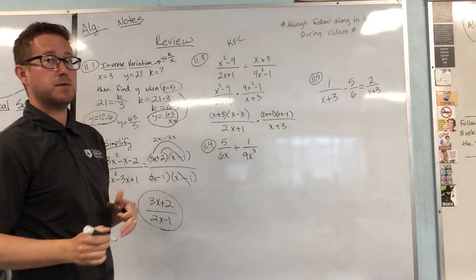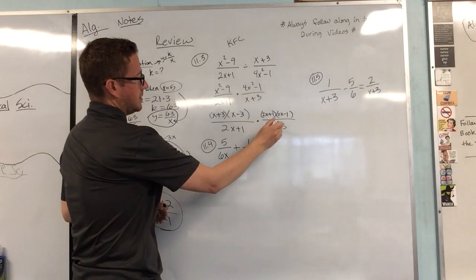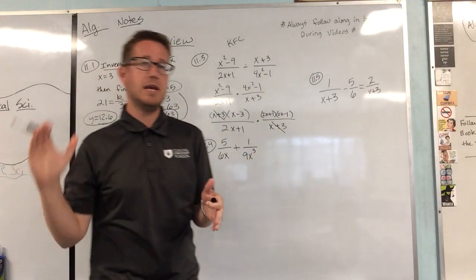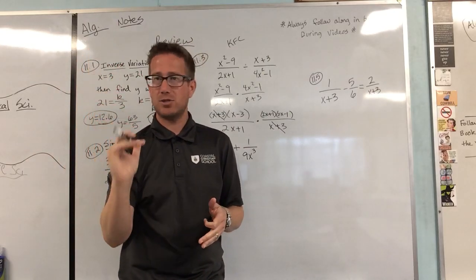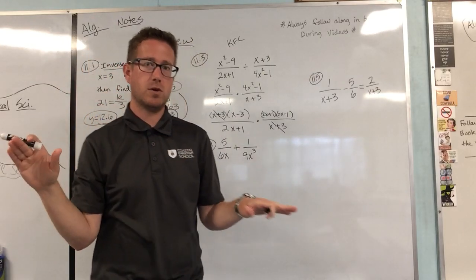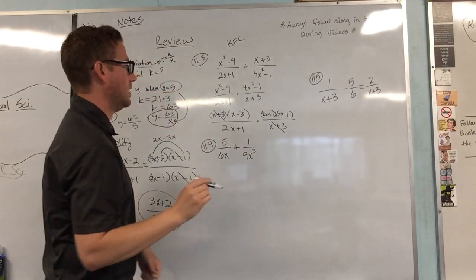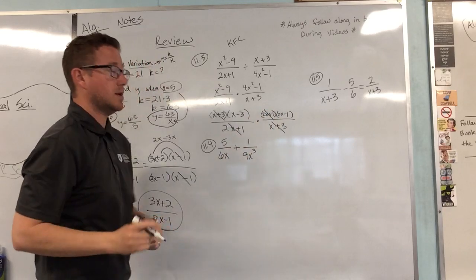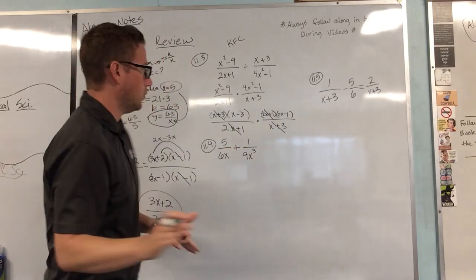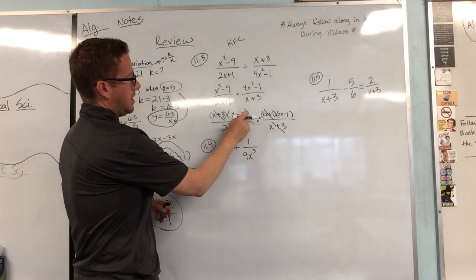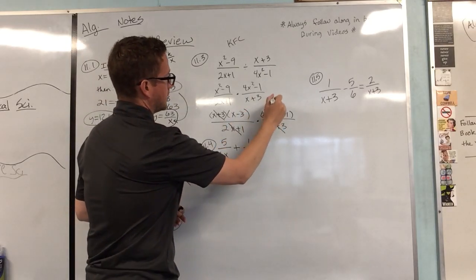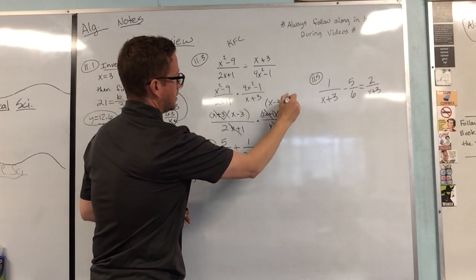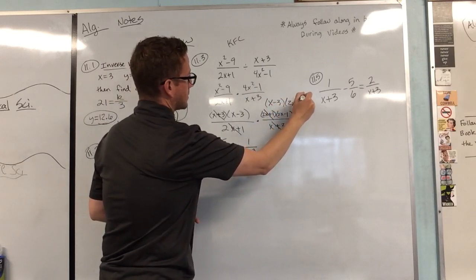You should see some stuff here. What do you see? I see an x plus 3 and another x plus 3 that can be crossed out. Anything from the top matching something from the bottom, totally crossed out. The whole expression, though, has to be crossed out. I see a 2x plus 1, another 2x plus 1, fully crossed out. What is left? x minus 3 and 2x minus 1.